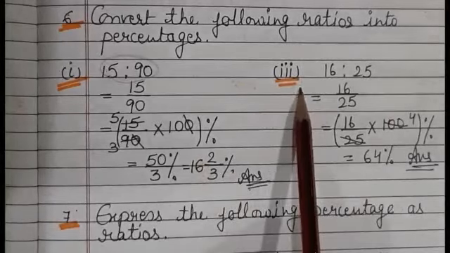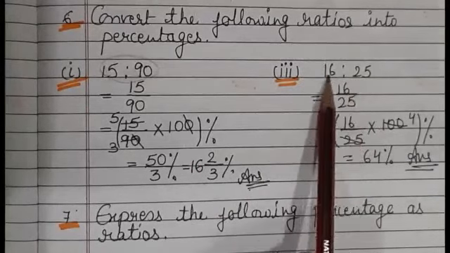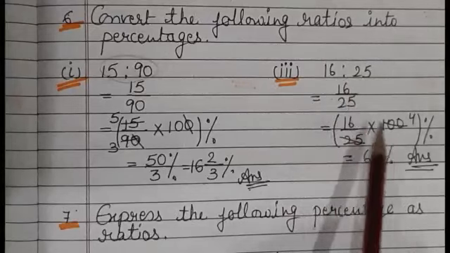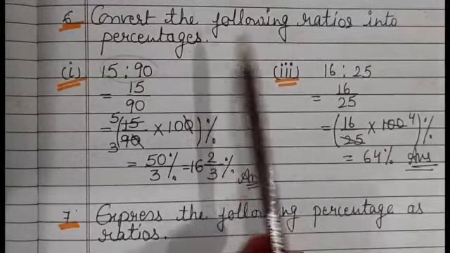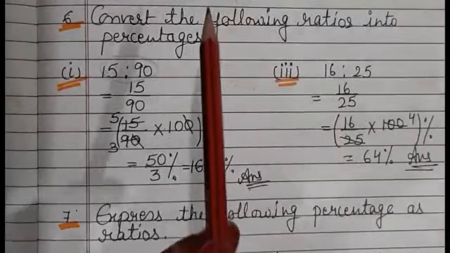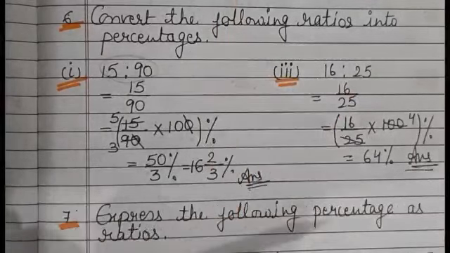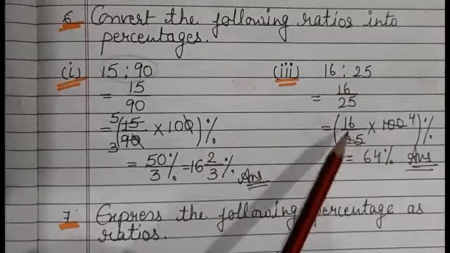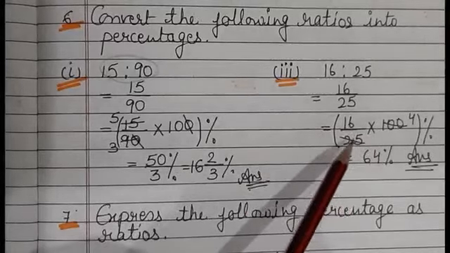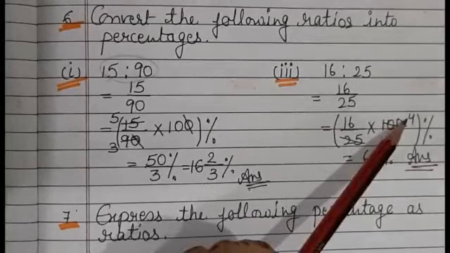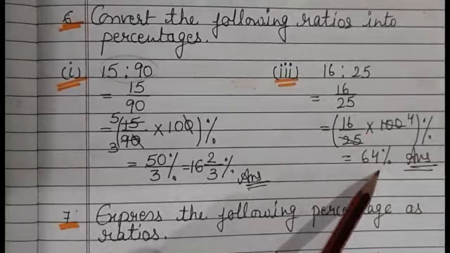Now similarly third part, 16 is to 25. So first convert this ratio into fraction form, then multiply it with 100 because we have to convert into percentage. To convert into percentage, multiply it by 100. To remove percent sign, we have to divide it by 100, right? So here 16 by 25 into 100 will come. 25 ones are 25, 25 fours are 100, 16 fours are 64. So answer will be 64%.